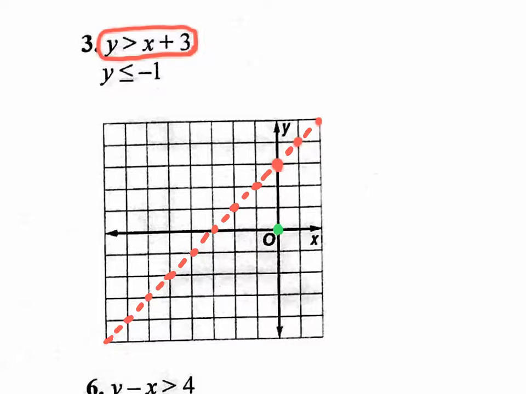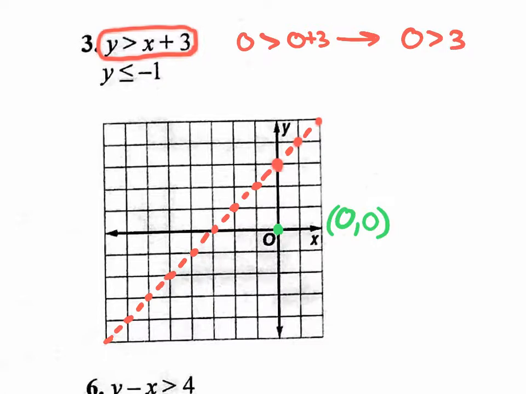So I'm going to test the point 0, 0. 0 for x, 0 for y on that top red equation. If I plug in a 0 for y, it's going to say 0 is greater than 0 plus 3. And that's really just saying 0 is greater than 3. What do you think of that? Heck no. 0 is not greater than 3. So I know that this origin did not work right there. So the answers are obviously on the other side.